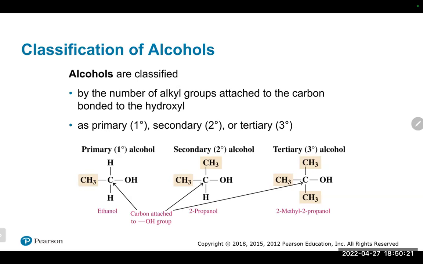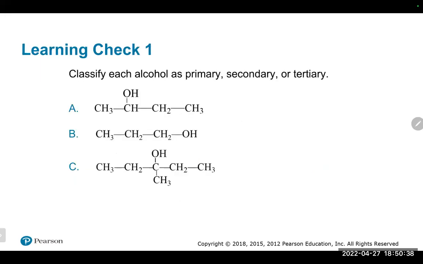We talked about the classifications earlier in relationship to some of those reactions. But once again, looking at the OH group, the carbon that has it attached, we have one carbon, which is our primary, secondary, and tertiary alcohol. So why don't you classify these, and while you're at it, why don't you name them as well?